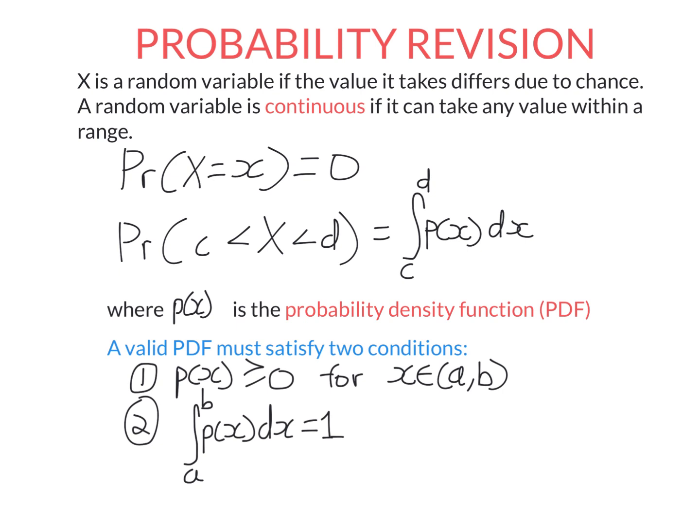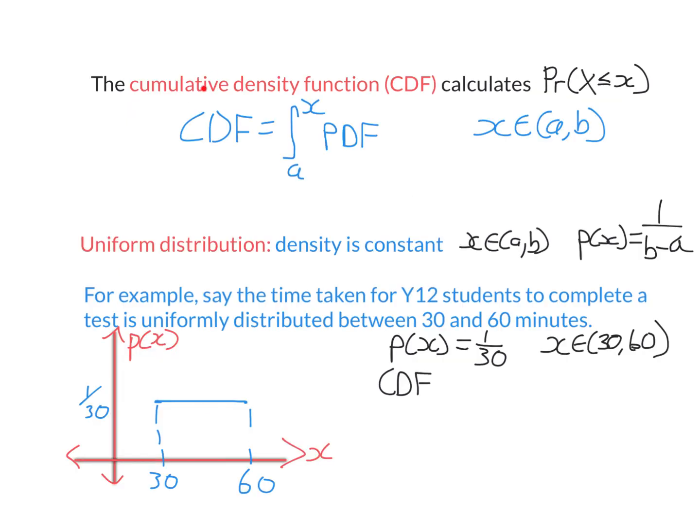So let's now look at a related function called the CDF. The CDF, or cumulative distribution function, calculates the probability X is up to and including a certain value. So this is the relationship between the CDF and the PDF. The CDF is the integral from A to X of the PDF. Here, A is the lowest value the random variable can take. Another way to say that is if you differentiate the CDF, you get the PDF.